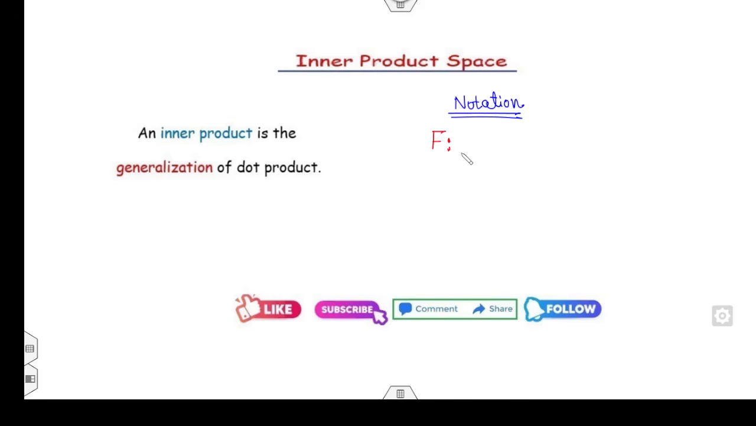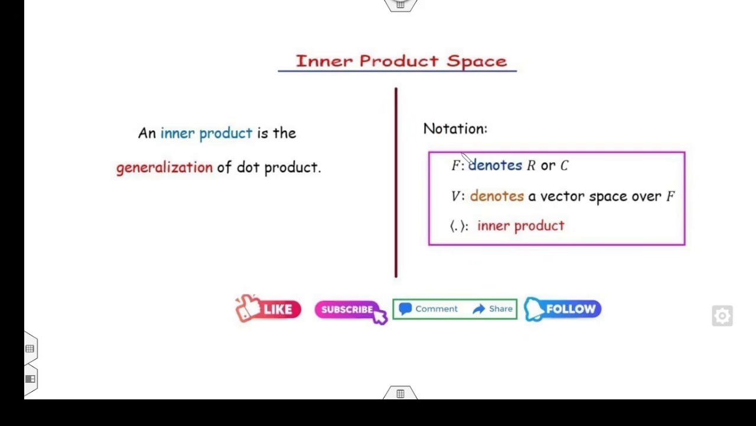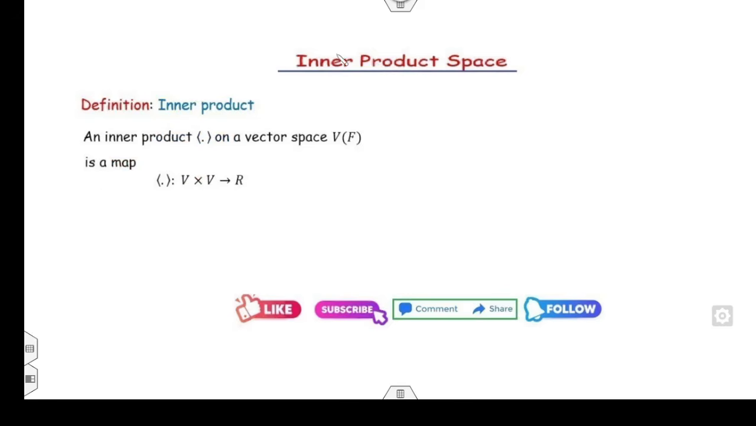Wherever I have written the capital F, it is either the real line or the complex numbers. V is a vector space over F. F is either R or C, and the notation we are using for this value is called an inner product. Clear? Make sure, students: F is real, or if I say alpha belongs to F, what does it mean? Alpha may be a real number or alpha may be a complex number. Fine. Now based on this notation, I can define the inner product.